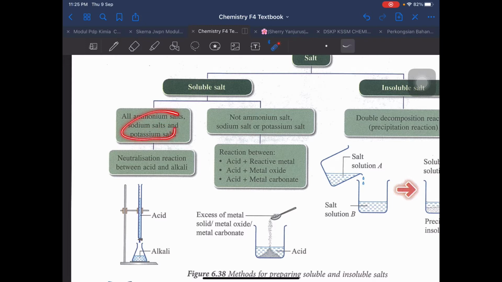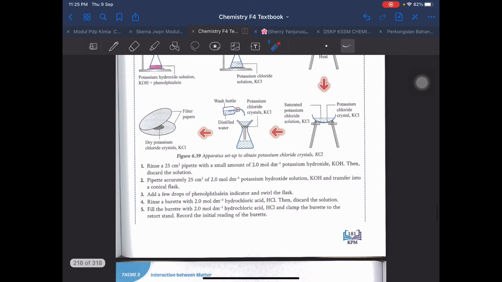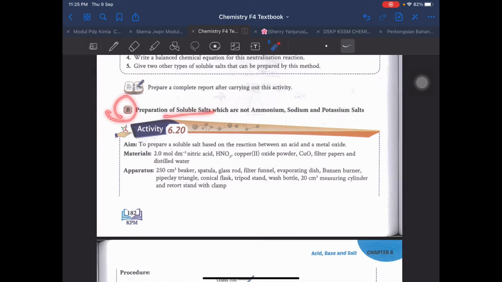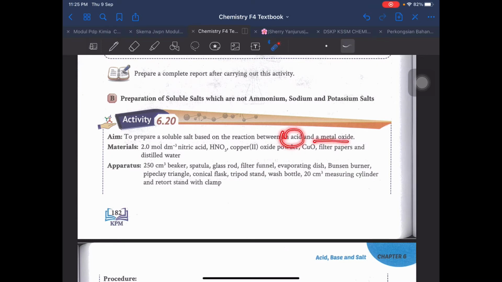So, untuk SAP salt, we use neutralization reaction between acid and alkali like this. And this method is called the titration method. I hope you watched the previous video that I recorded. And then for not ammonium, not sodium, not potassium salt, we have acid and reactive metal, acid and metal oxide, acid and metal carbonate. So, I'm going to show you the example in the textbook. The example given here is the preparation of soluble salt by using reaction between acid and metal oxide. Remember, we have three types of reaction.